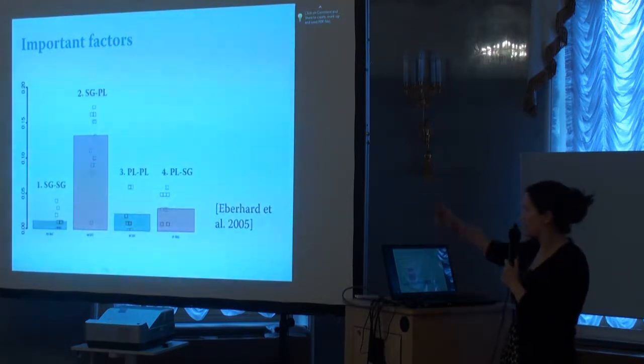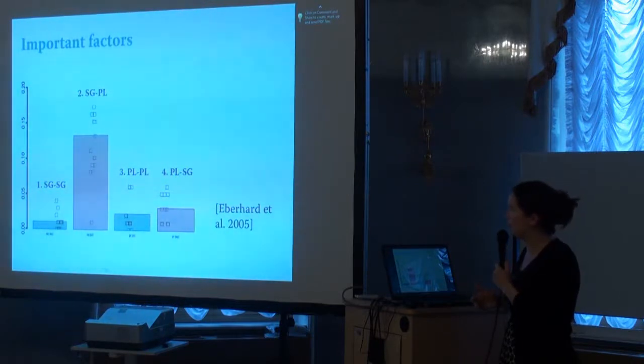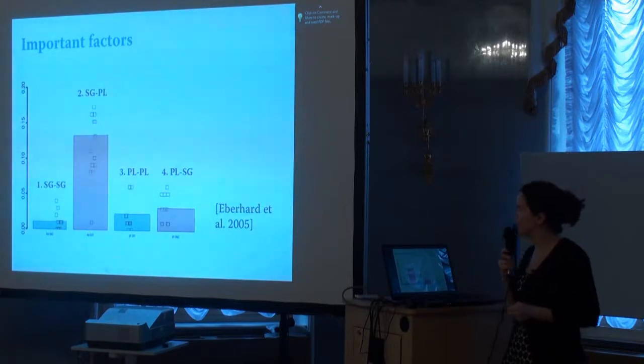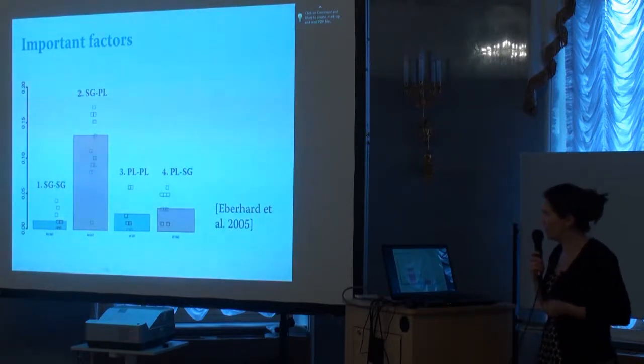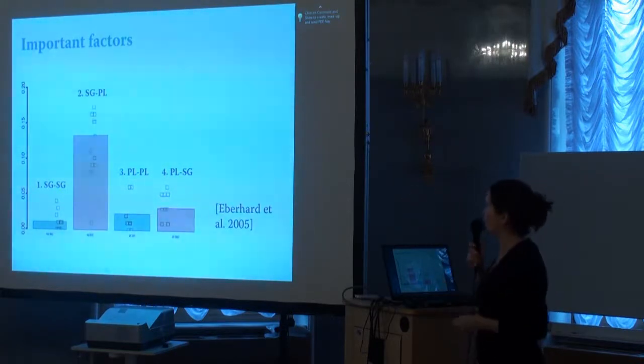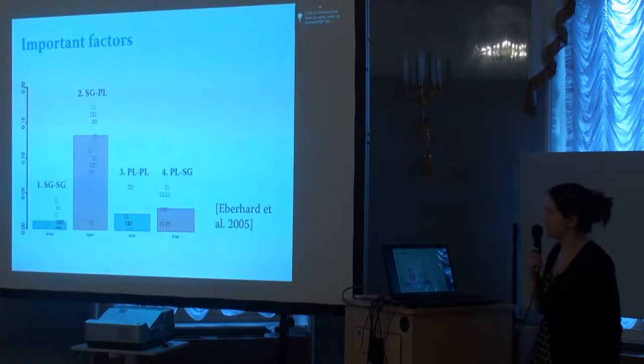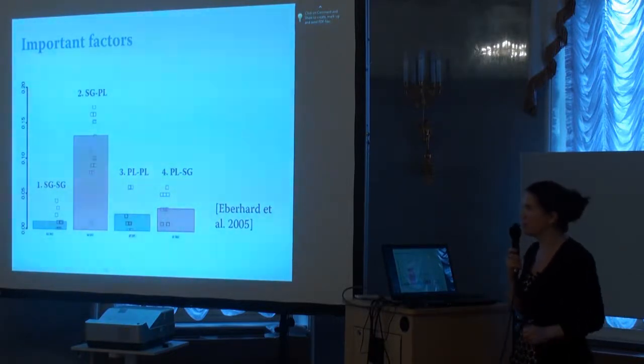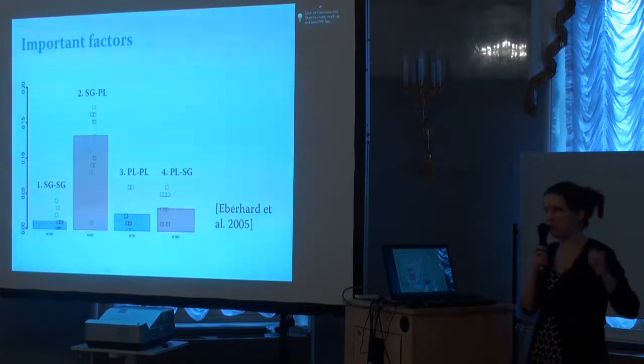This shows you the number of different errors from a famous series of experiments by Eberhard and colleagues. You can see that you have a noticeable number of mistakes when the head is singular and the dependent noun is plural, and with everything else there are no statistically significant differences. So singular-singular, plural-plural, plural-singular, you have much fewer errors.